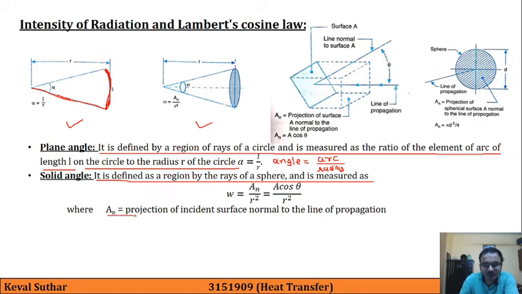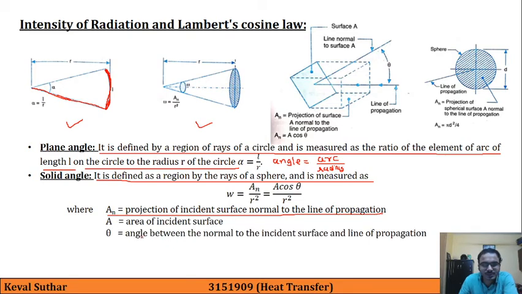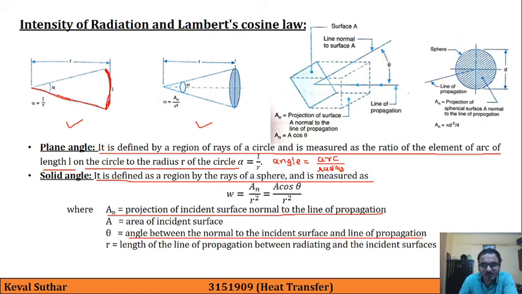An, which is equal to projection of incident ray surface normal to the line of propagation. An is equal to projection of incident surface normal to the line of propagation. Capital A is area of incident surface, theta is angle between the normal to the incident surface and line of propagation, and r is the length of line propagation between radiating and incident surfaces.